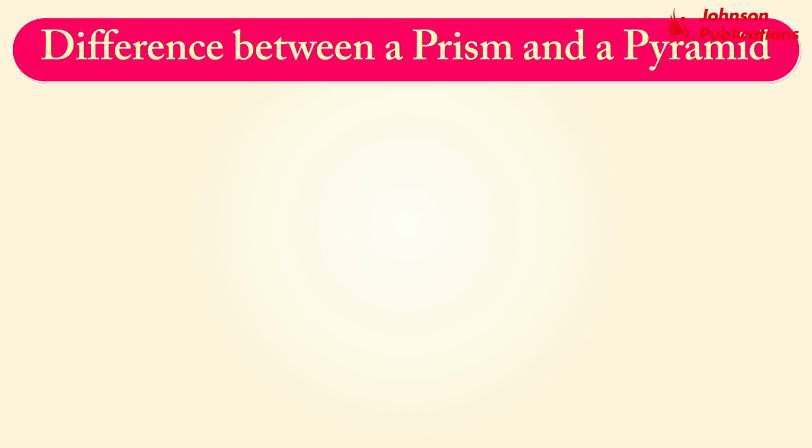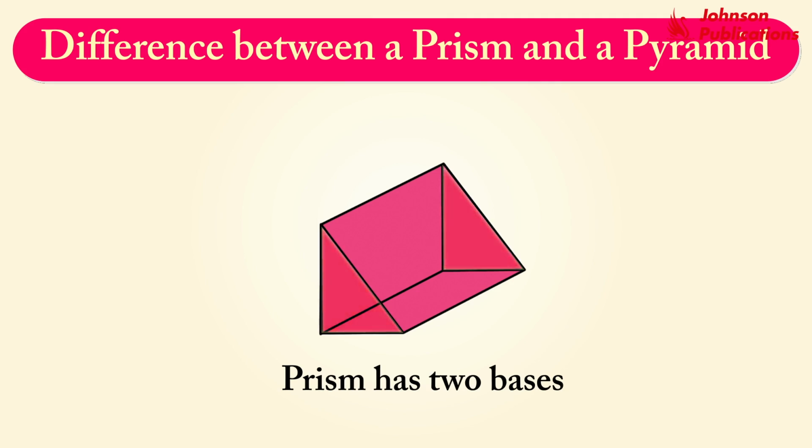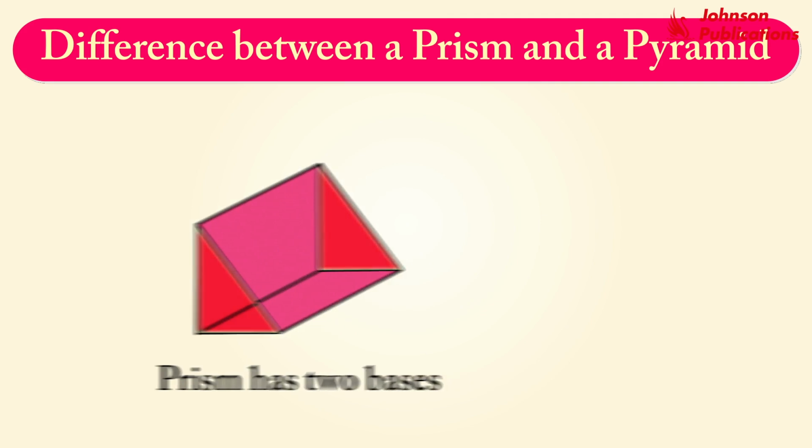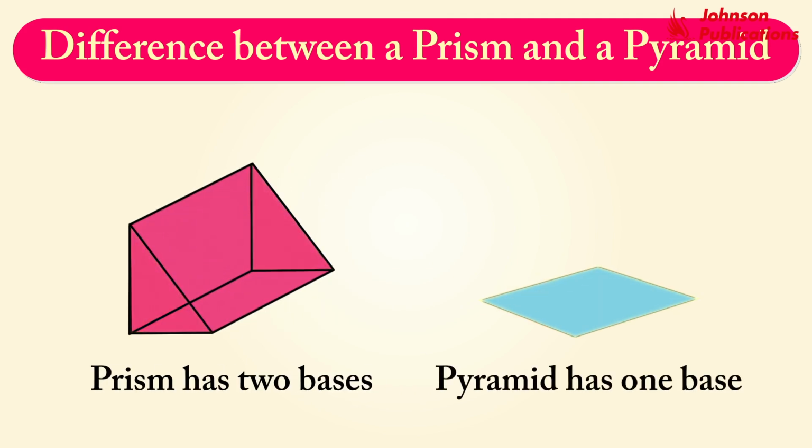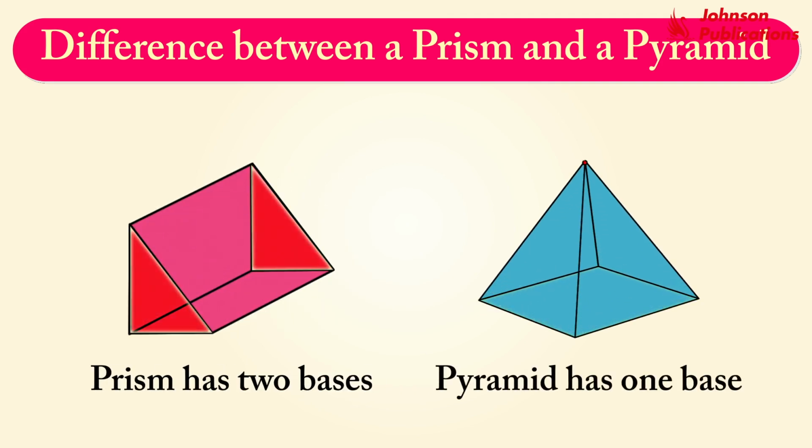Difference between a prism and a pyramid. A triangular prism has two triangular bases and rectangular sides, while a pyramid has one polygonal base and triangular sides that meet at a common point.